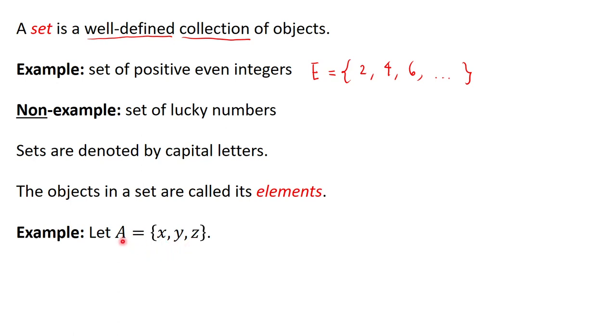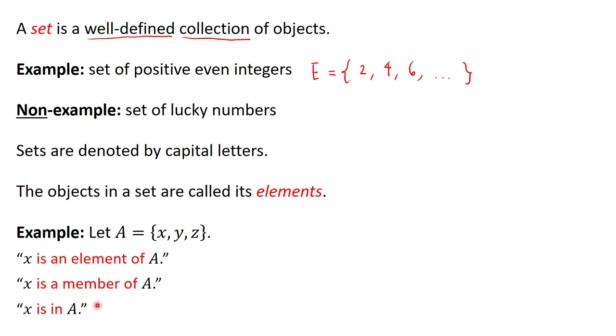Let's look at this example. Consider set A containing the elements small x, small y, and small z. In this case, we say that x is an element of A, it is a member of A, and it is in A. So lahat yan ay tama. And in symbols, we write that as follows. X is in A. And similarly, y and z are also in A.